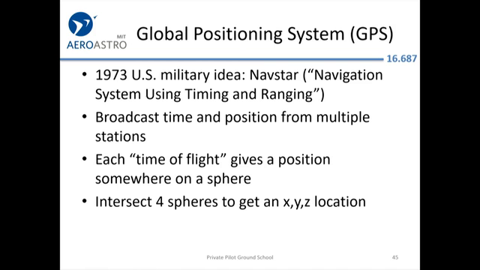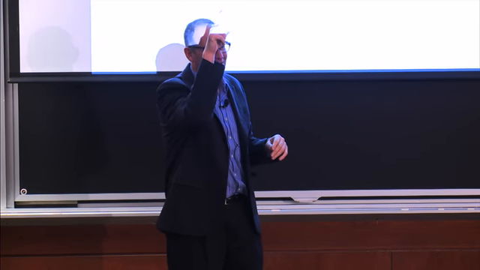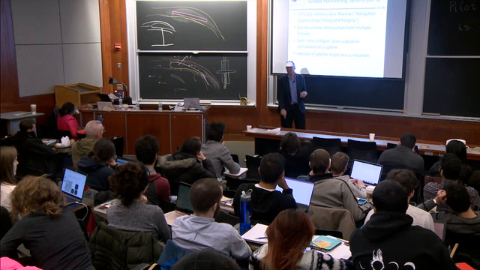It was a 1973 US military idea. If you just broadcast the time and the position of a bunch of satellites from the satellites, then the receiver can see how long it took to get from the satellite to where the receiver is. So if you think about it, let's say one of the transmitters is by that exit sign. If I know my distance from the exit sign, that puts me on a sphere of uncertainty, right? I could be up in the ceiling. I could be down on the first floor.